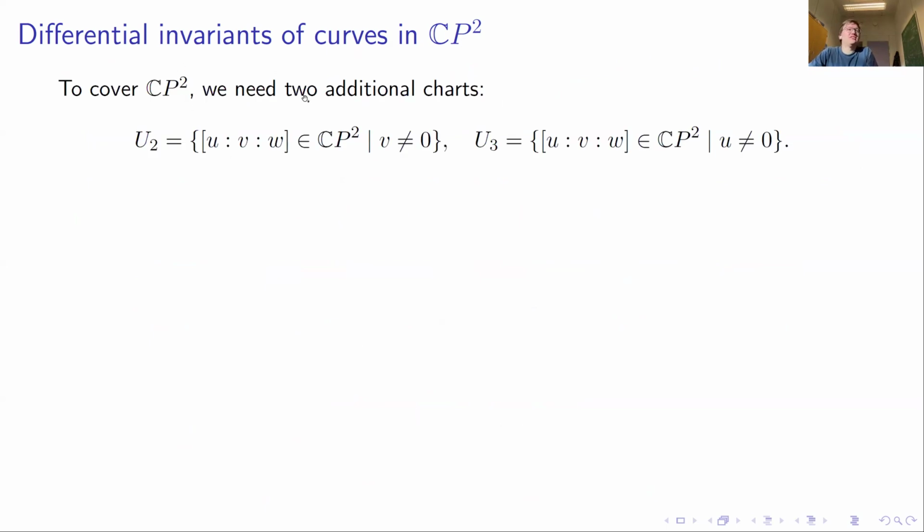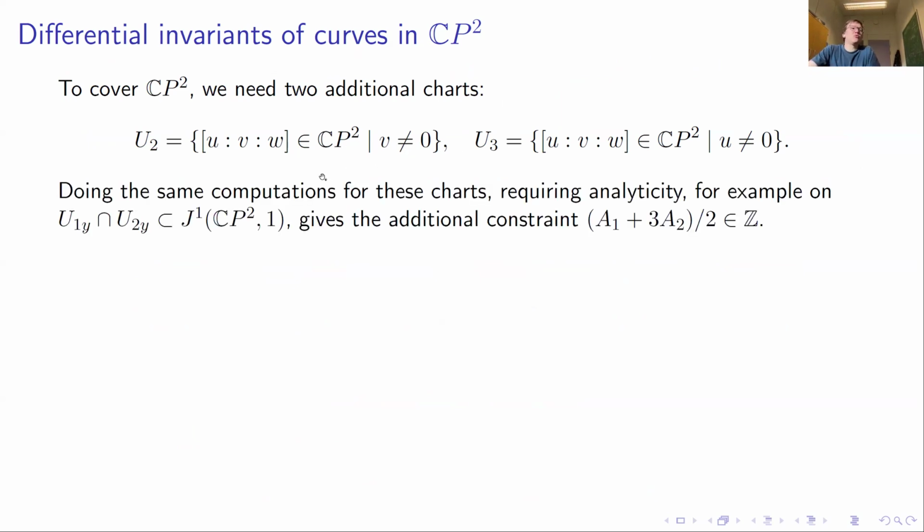So to cover CP2, we need 2 additional charts. These are the standard ones. So if we do the same computations for these charts, again requiring analyticity of the transition functions. So for example, we take U2, we pick y as dependent variable to get coordinates on J1. We look at what happens on the overlapping region here. And then analyticity of the transition function would lead to this condition here. So we lose some more freedom. So basically, these line bundles are parameterized by 2 integers.